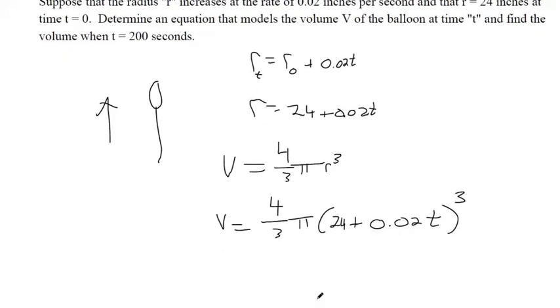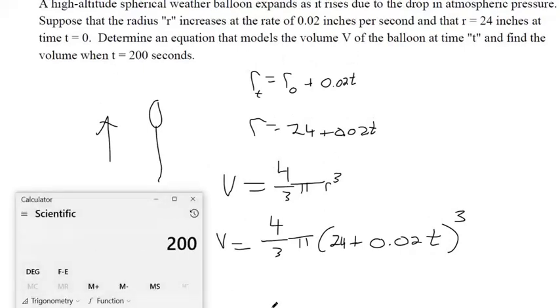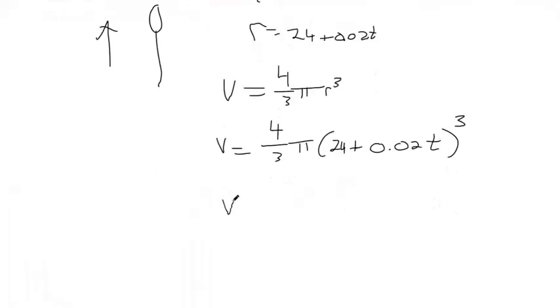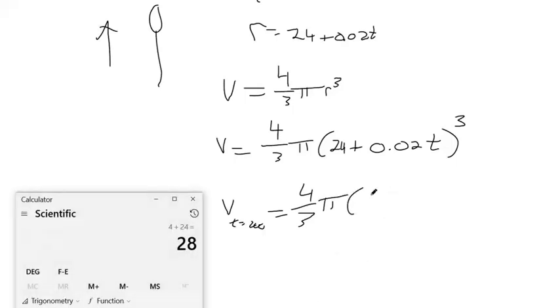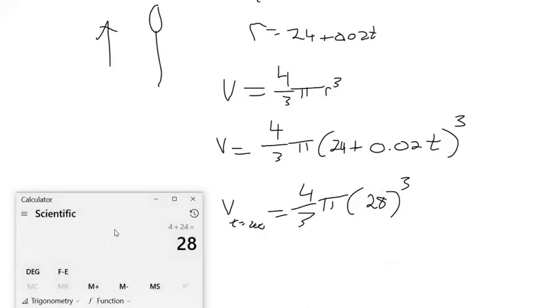Okay. And then determine the volume when t equals 200 seconds. You just need to plug in 200 for t and solve. So inside that parentheses, I plugged in 200. V when t equals 200. That's my notation to let me know this is the volume at a particular time. I plugged in 200 into the parentheses. I got 28. And 28 cubed means we multiply it by itself 3 times. Then times 4, divided by 3.